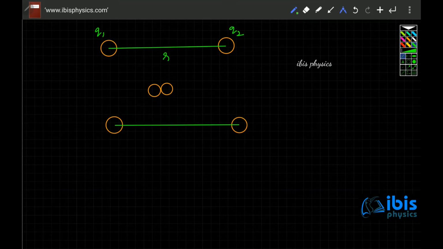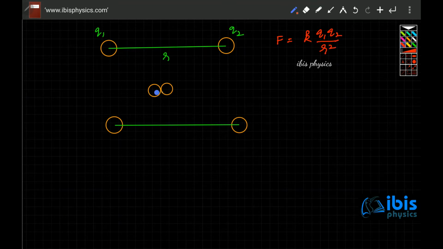Now what will happen to the force? Whether it will be equal to case 1, or whether it is going to be more or less. That's what we are supposed to find out. When these two charges are separated by a distance r, let us write the force. The force between them, F, is equal to K q1 q2 by r square.